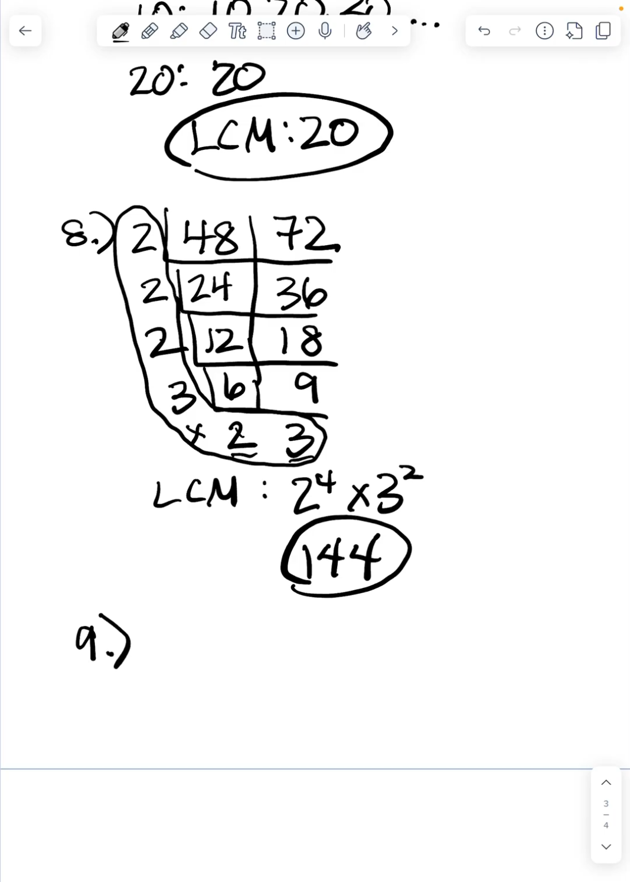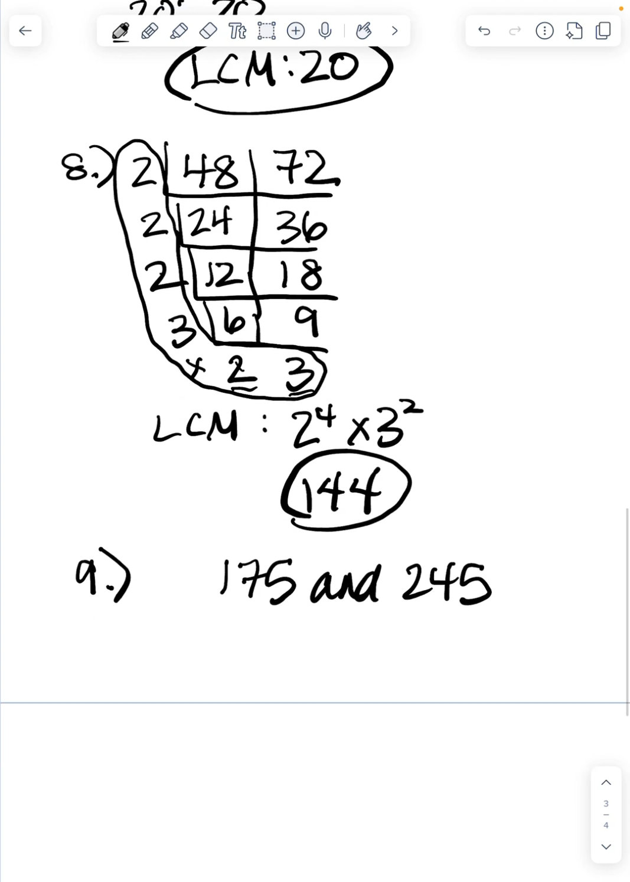Number 9, 175 and 245. Okay, so these are not even, and they are not both divisible by 3. So let's start with 5.